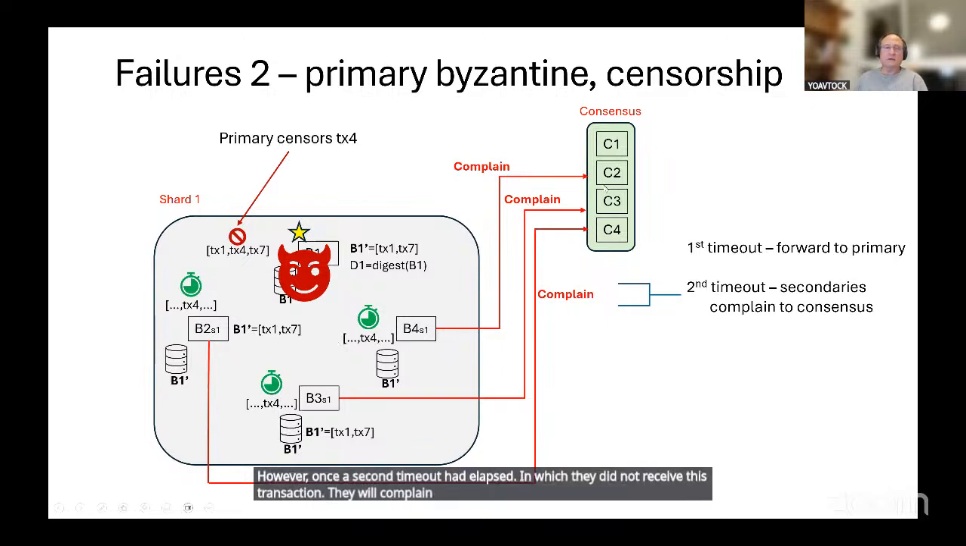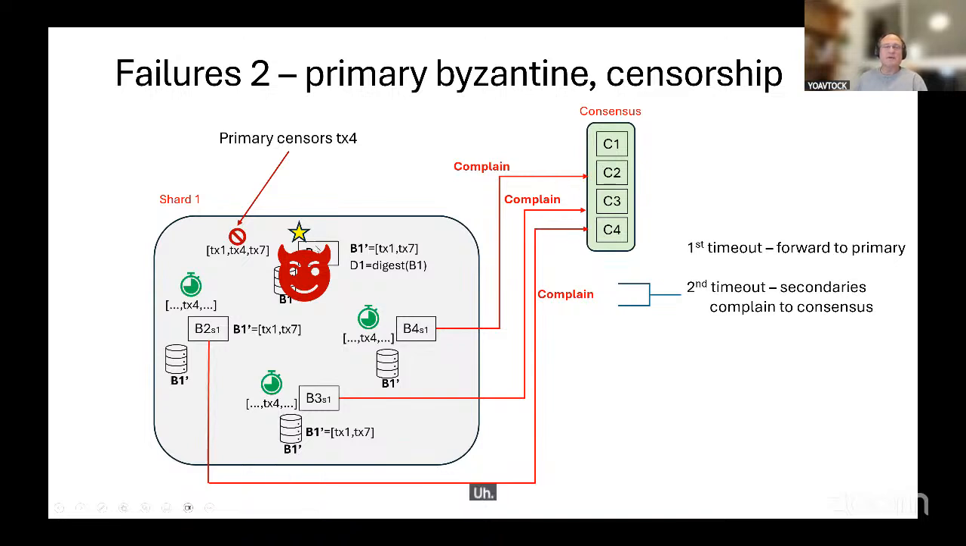to the consensus, and consensus again will change the primary from party number 1 to party number 2.